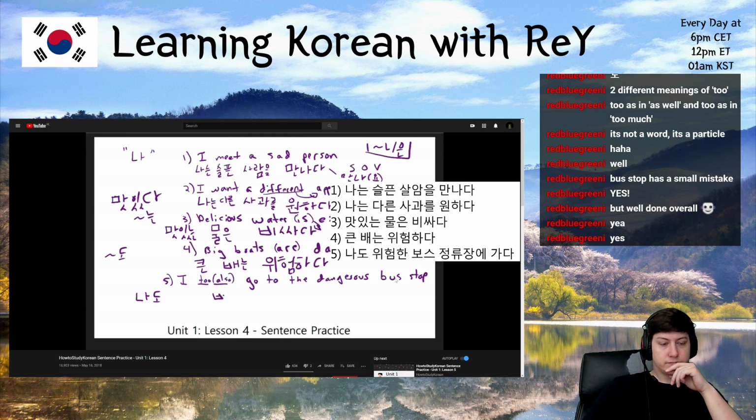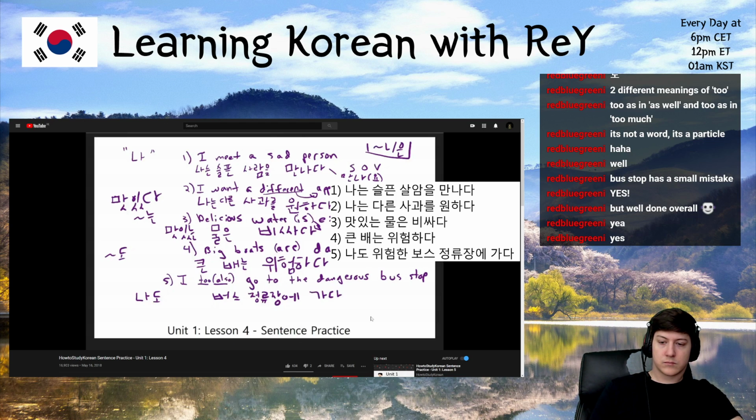So I will write down the word for bus stop here. Bus, and actually they're two separate words, but that's the word for bus. And then 정, 류, 장 refers to the stop, and this is actually just a bus stop in total here. And because I'm going to this place, I need to include the particle to indicate that that's the place that I'm going to.